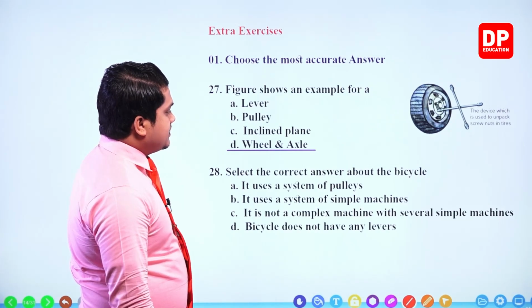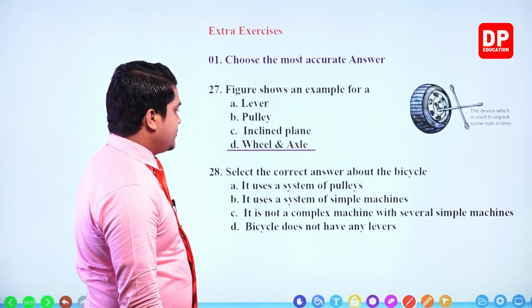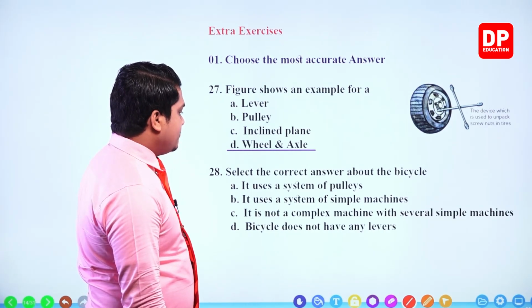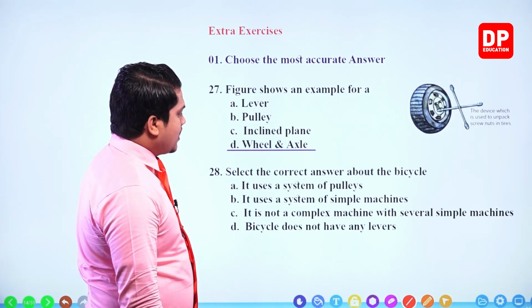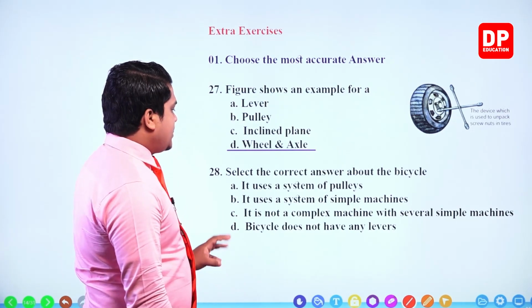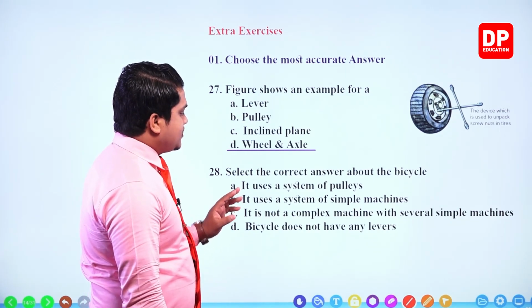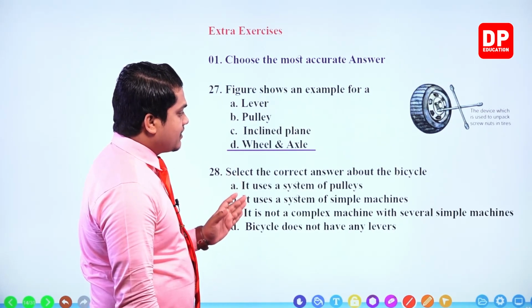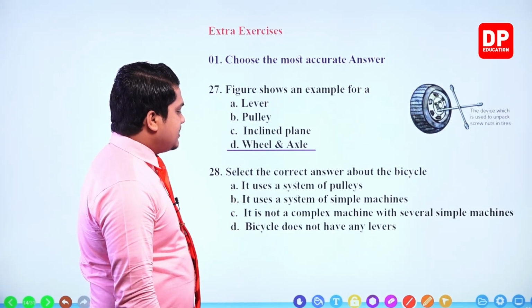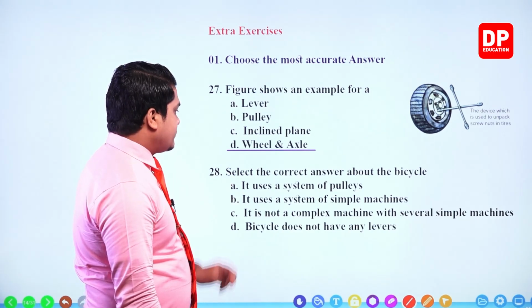Next one. Select the correct answer about the bicycle. It uses a system of pulleys. Correct. It uses a system of simple machines. Once again, correct. It is not a complex machine with several simple machines. Bicycle does not have any levers. Now, there are two answers which are correct: it uses a system of pulleys, it uses a system of simple machines. You have to select the correct answer. We know for sure that it is not a complex machine with several simple machines is incorrect, because it is a complex machine with several simple machines. Bicycle does not have any levers is also incorrect. Within the brakes, we can observe levers.